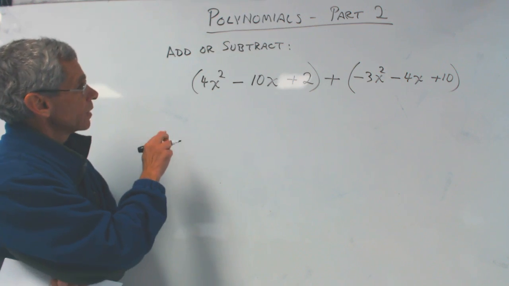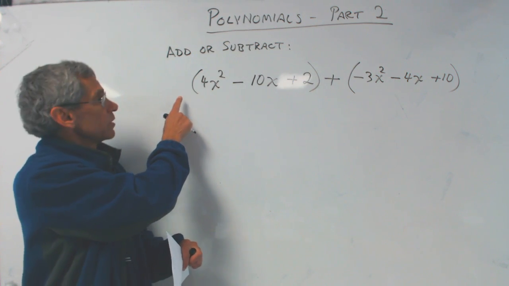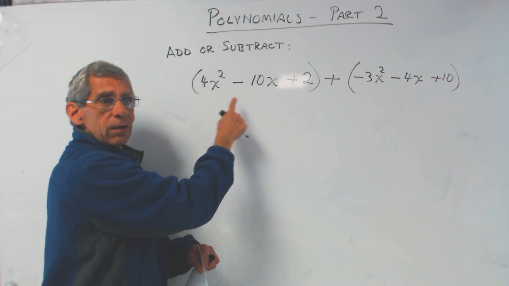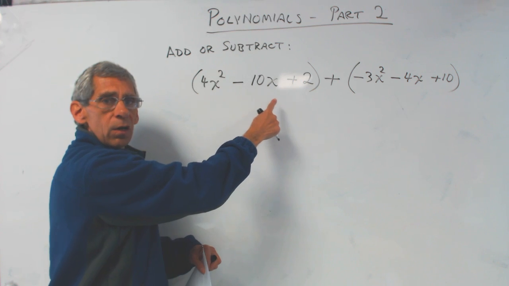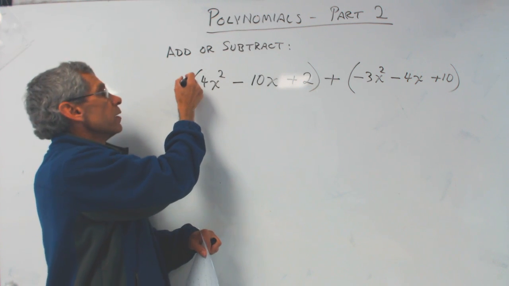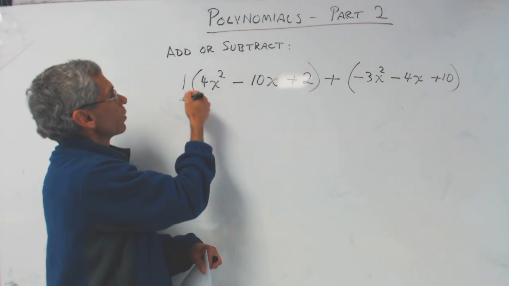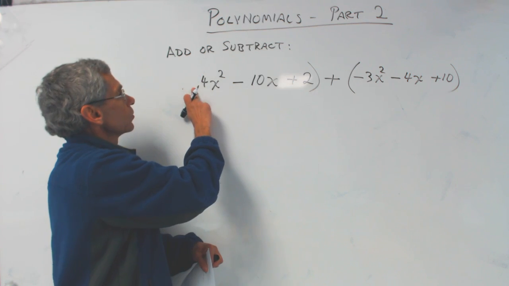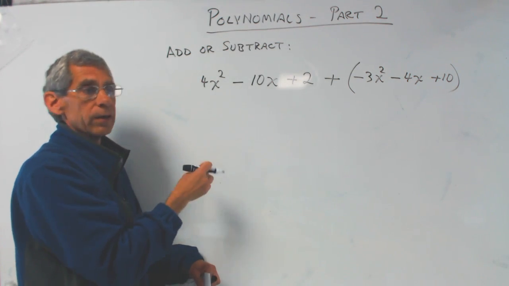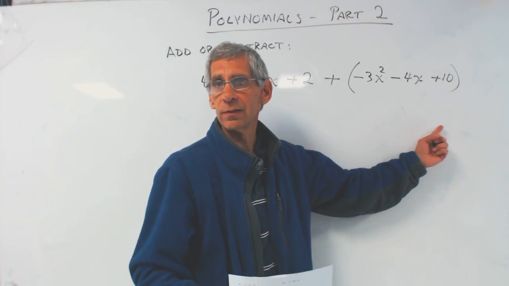The question is, is it legal to just erase this set of parentheses right here? Would it change the meaning at all? No, because what's hidden in front of this? A 1. What is 1 times this? It's this. So I don't really need the parentheses here, so I'm just going to erase them. They don't exist anymore.